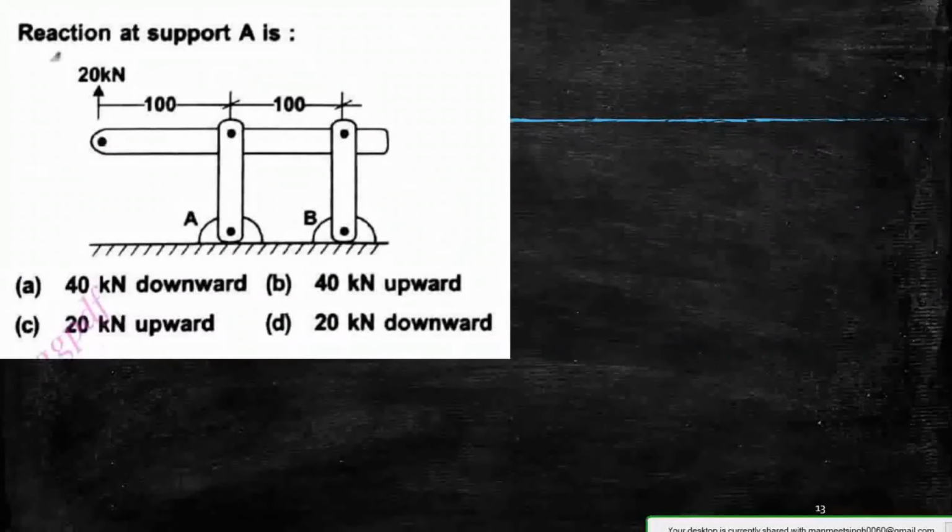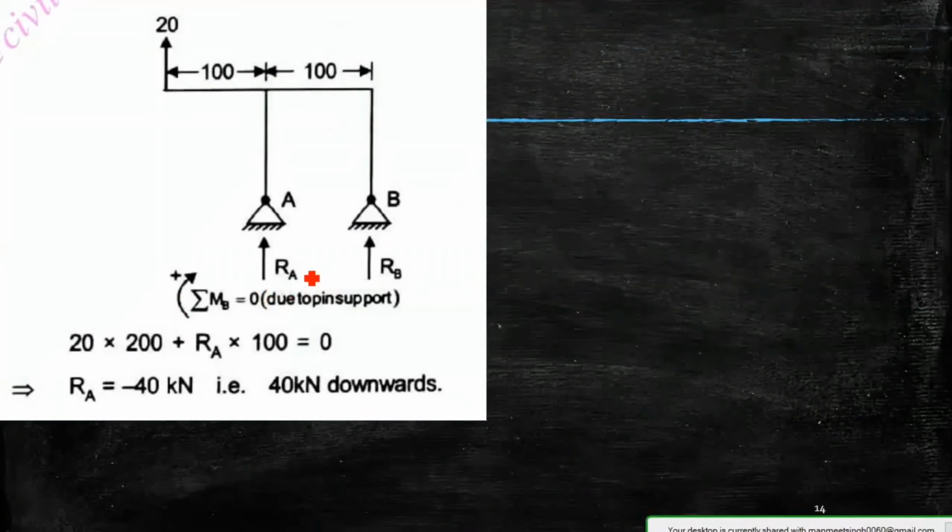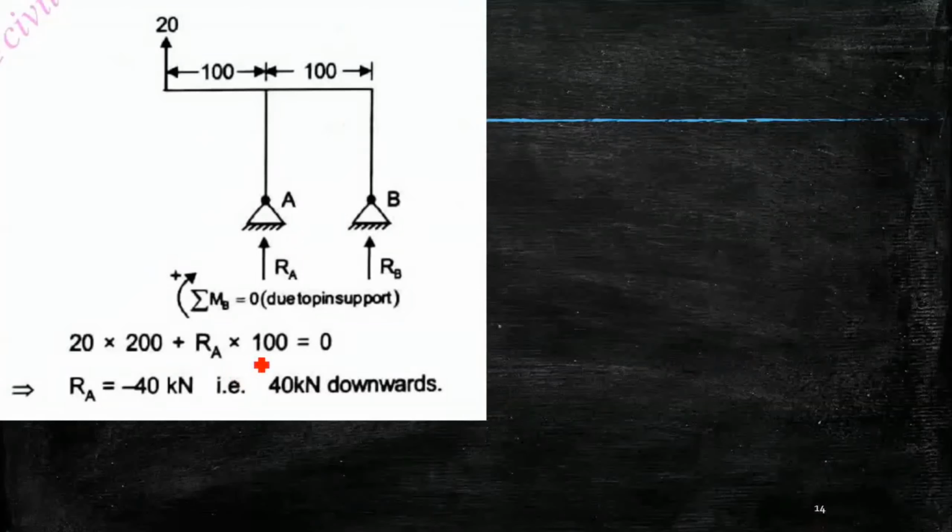Moving to the next question, we have the reaction shown. We need to find the reaction at B. So it is quite easy. We can take the moment about B and find the reaction. As we take the moment about B, 20 into 200, and as both are in the same direction, plus Ra into 100 is equal to 0. On equating, we get Ra is equal to minus 10. That is, Ra is acting downwards.